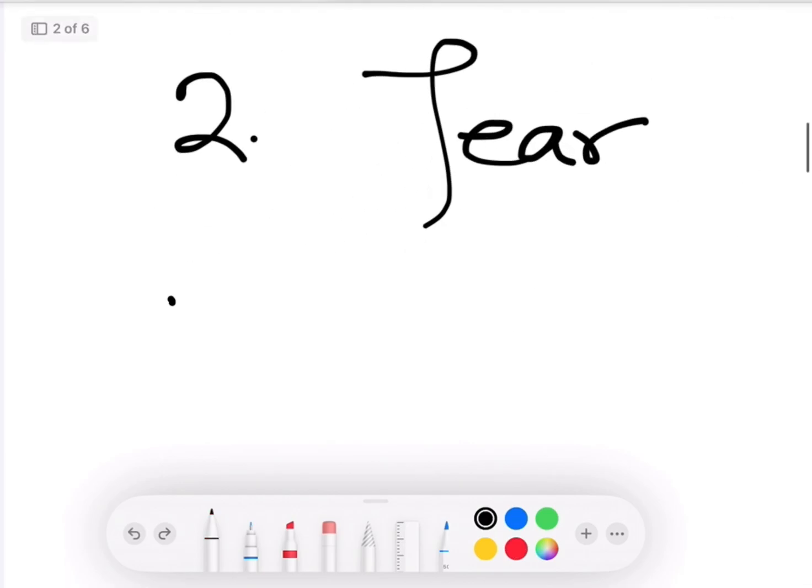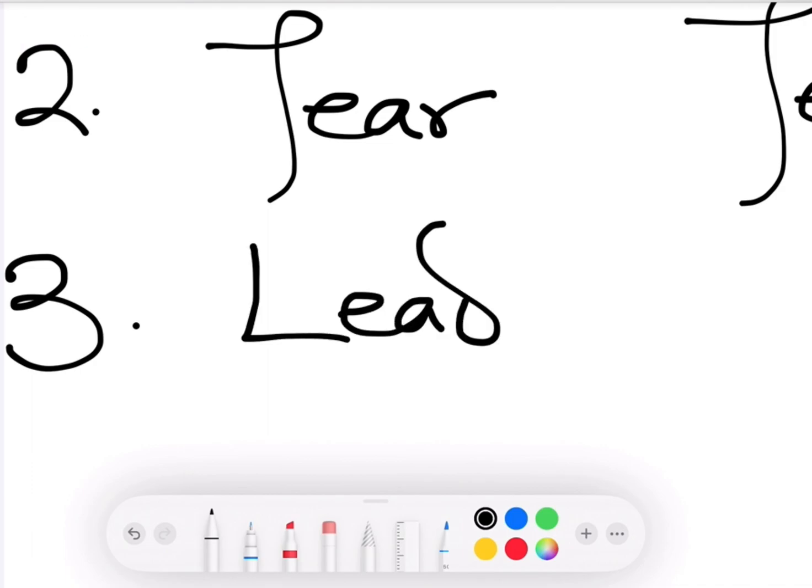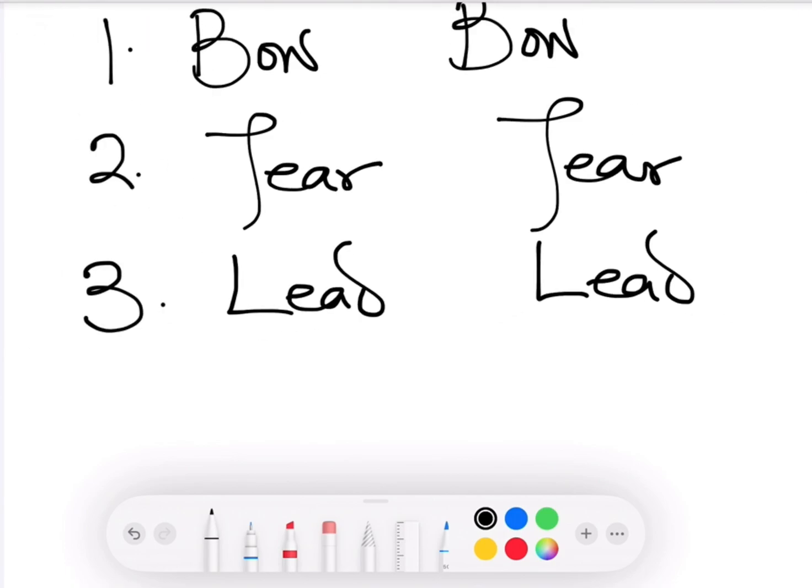Third example is lead and lead. Same spelling, but they have different sounds. Automatically, they have different meanings because they are two different words. The first one is to guide. For instance, the teacher will lead the class, that's guide the class. And the person that guides or leads is called a leader, as you all know. To lead.